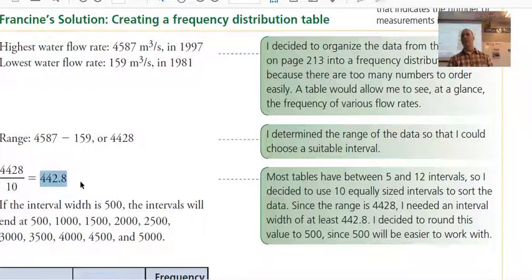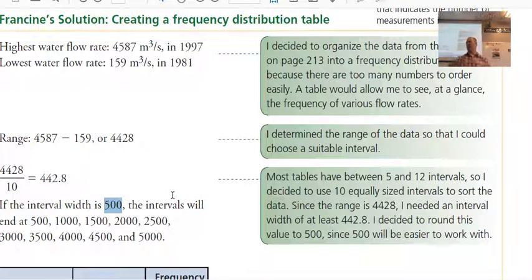Now, you don't want intervals of exactly 442.8. You want to round that up, and always round up so that you have some larger intervals. They could have done 450 pretty easily, right? But just to keep it simple, they went up to 500. So that's how you decide on your intervals.